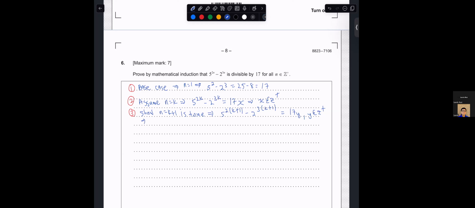Then we can simplify this. This is essentially 2k plus 2, right? So 5 to the 2k plus 2 will become 25 into 5 to the 2k, then minus 8 into 2 to the 3k. It'll be simplified the same way over here.